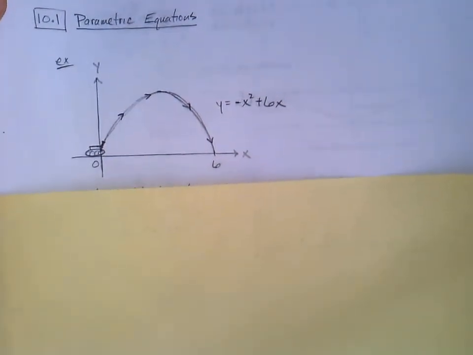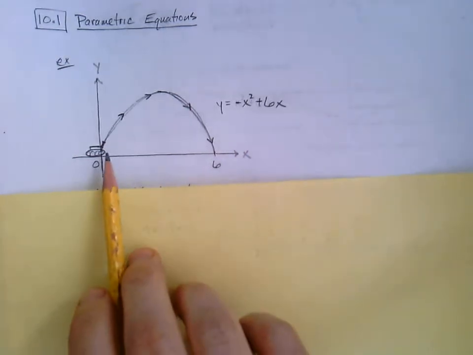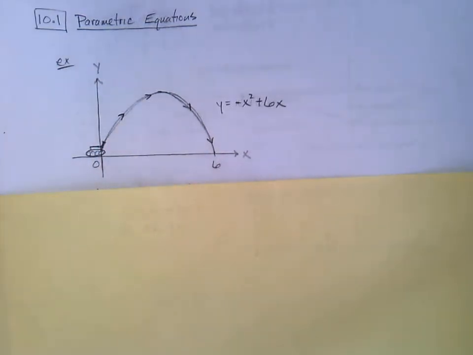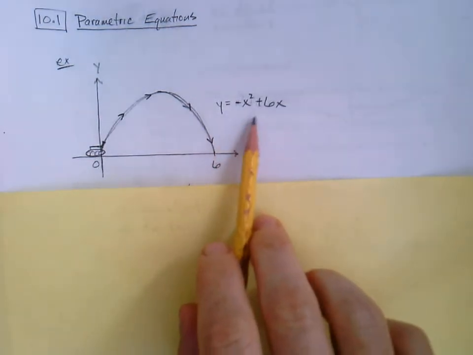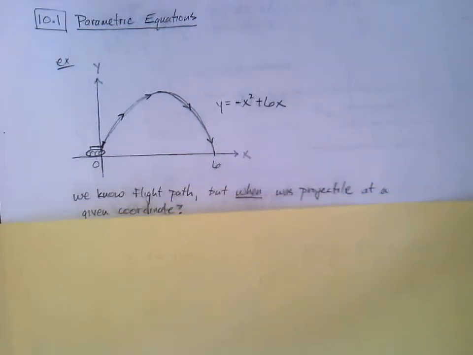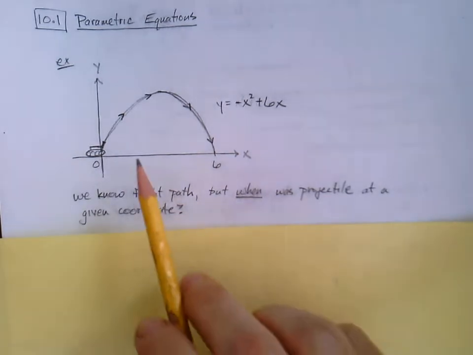So when it comes to maybe this projectile going through the air, we've described it in terms of two variables, x and y. We know its horizontal location and its vertical location. But there is another variable happening sort of behind the scenes that is not considered with the way we've written the equation x and y. What is that third variable? We know the flight path, we know the position, but when was the projectile at any given coordinate? So we're neglecting time when we're thinking just position.